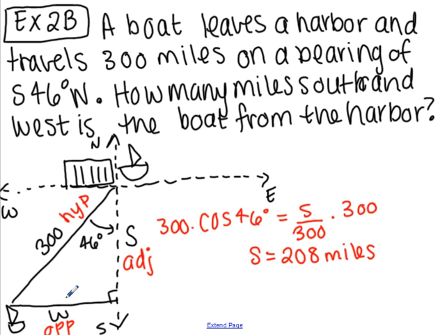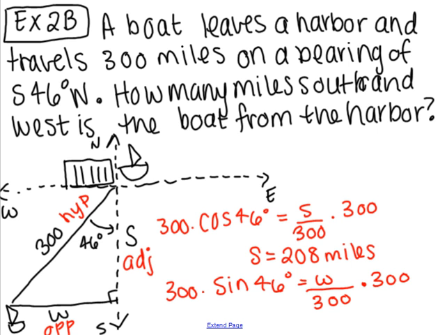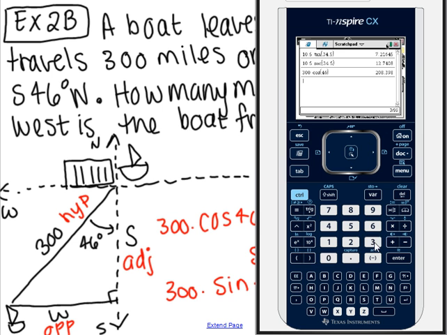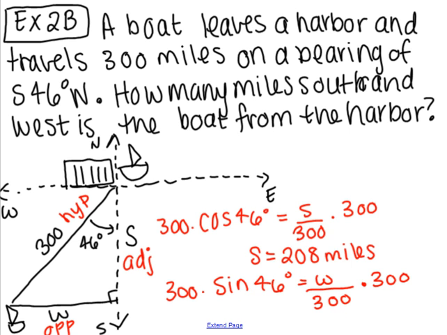To find the west, we're going to use the opposite of cosine, which is sine. So sine 46 equals west, which is opposite, over the hypotenuse, which is 300. Same process, multiply both sides by 300. Then we're going to use our calculator. 300 sine 46, enter, 215.8. So we're going to round it up to 216. So west equals 216 miles.